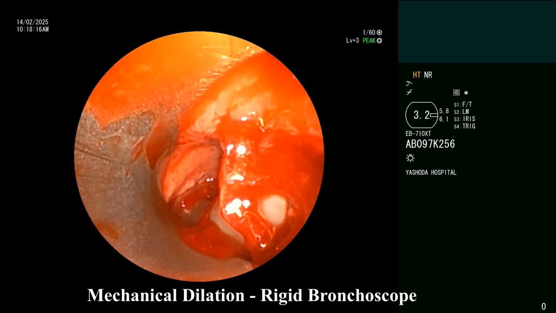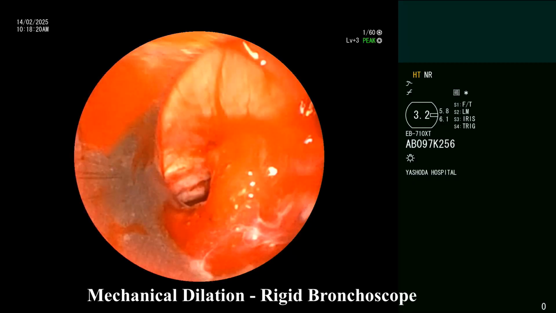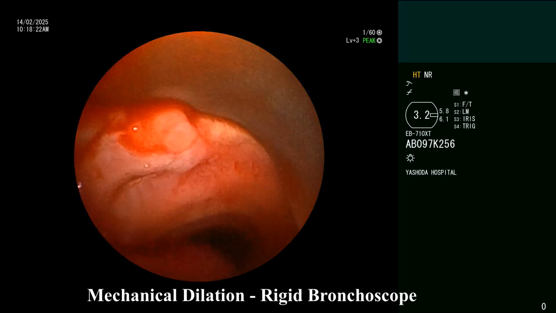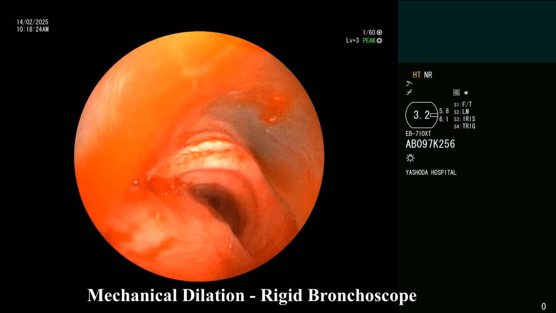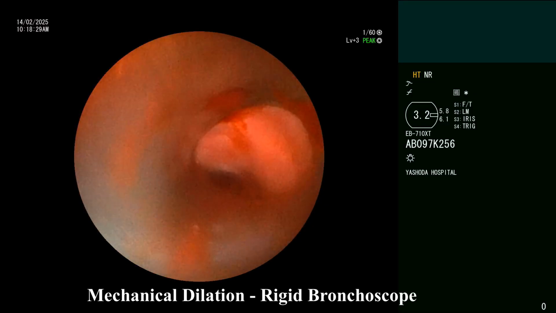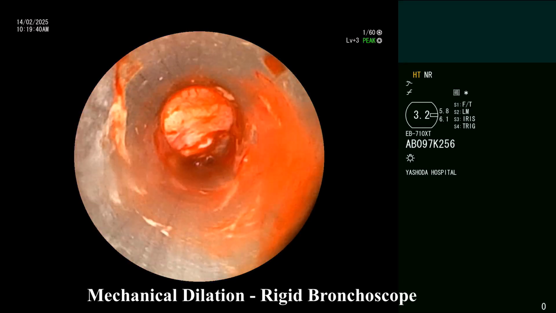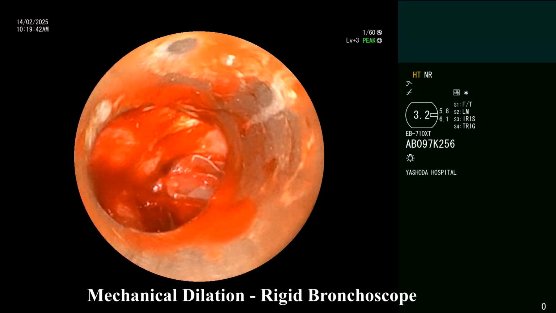Care should be taken not to introduce the rigid bronchoscopy in an angulated manner, which can result in the perforation of either the posterior tracheal wall or even the fracture of the anterior tracheal cartilage. Once it is being done, this helps in achieving an adequate airway lumen.